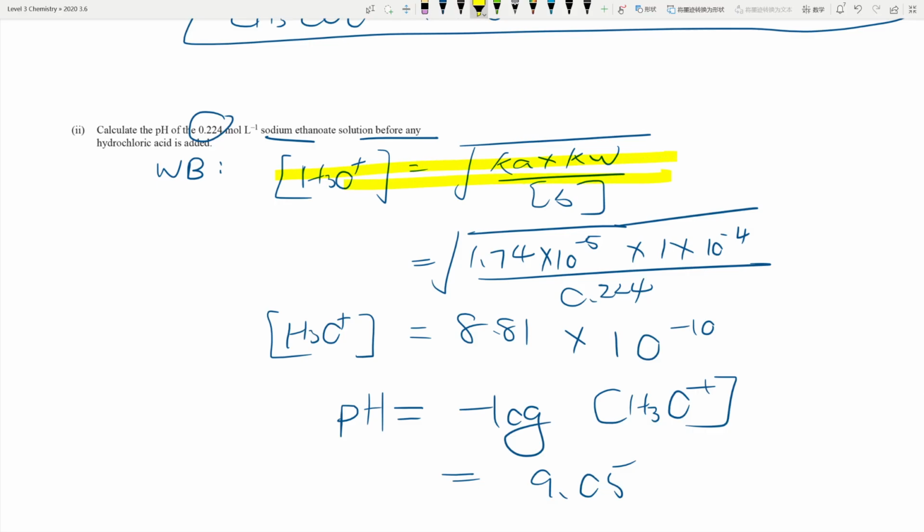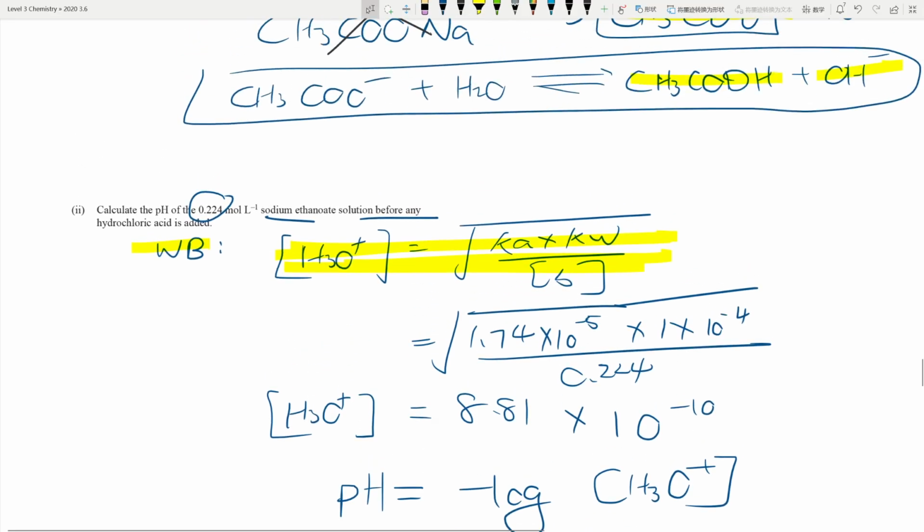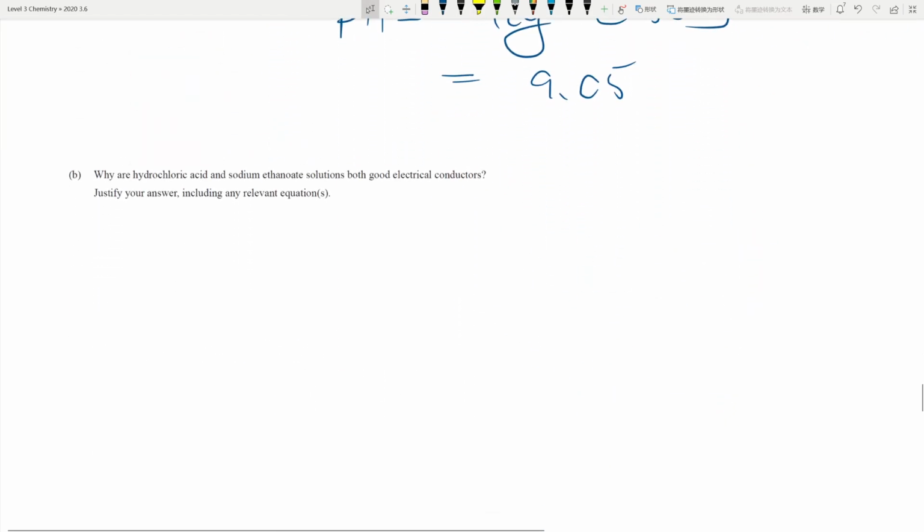So first things first, we identify it's a weak base. How do we identify it's a weak base? Because we did the equilibrium up here. You can see this OH- sign, so this is a weak base because it partially dissociated. And then you just write the equation down, look for the numbers, substitute them, and prepare to get a merit.